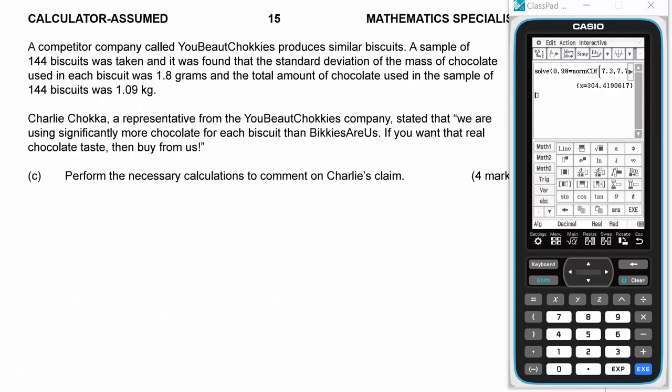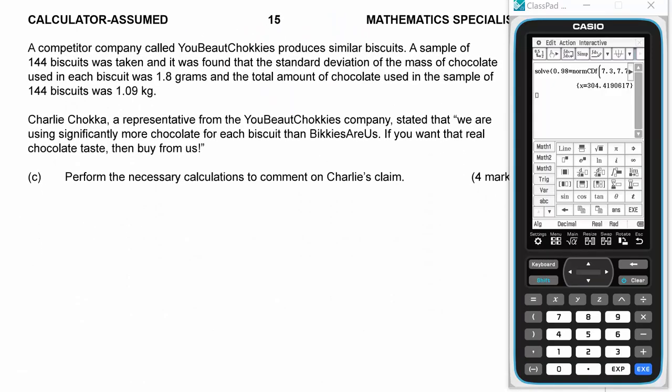All right. A competitor company called U-Butte Chockies produces similar biscuits. A sample of 144 biscuits was taken. It was found the standard deviation of the mass of chocolate used in each biscuit was 1.8 grams. Total amount of chocolate used in the sample was 1.09 kilograms, or 1,090 grams. And they say that they're using significantly more chocolate per biscuit than Bickies R Us.